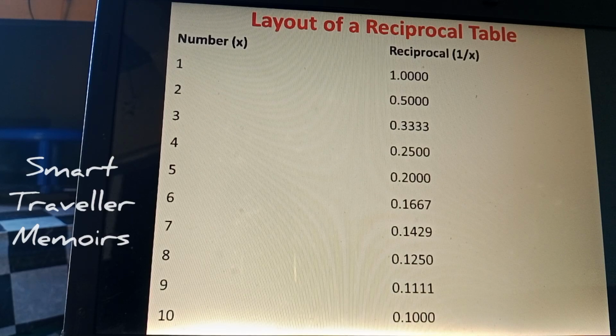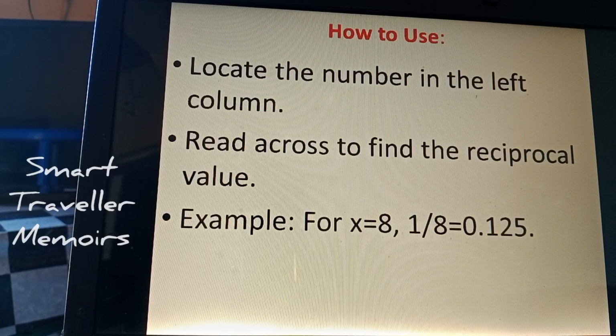Reciprocal table looks like that. Reciprocal is 1 over x, where x is any number. For example, to look for the reciprocal of 8, you just go to column 8 and you get 0.125, which is the same as 1 over 8.